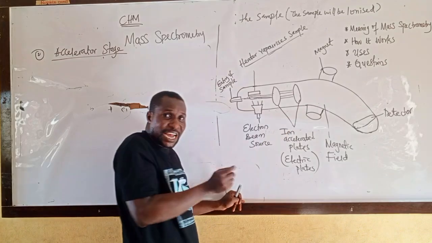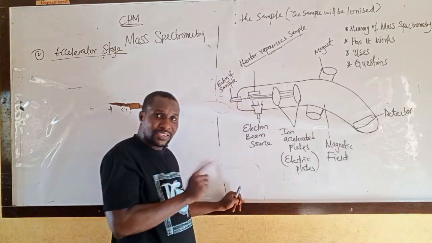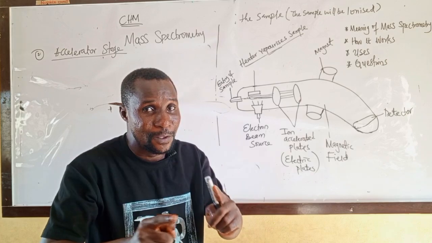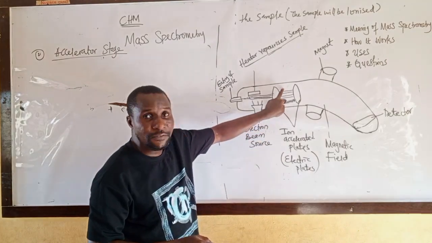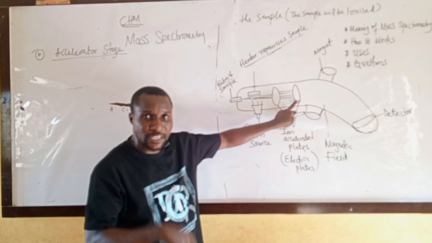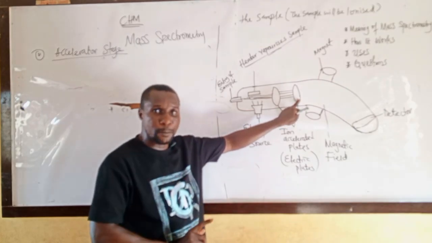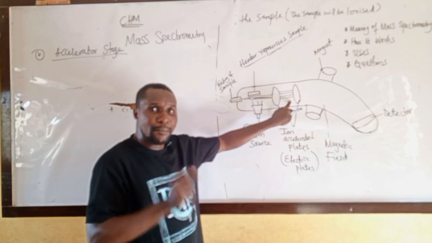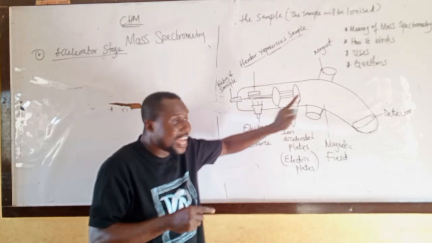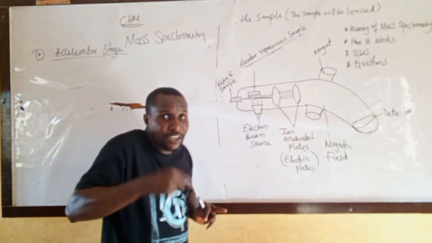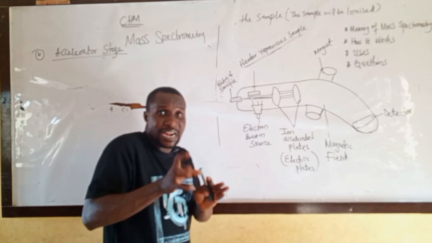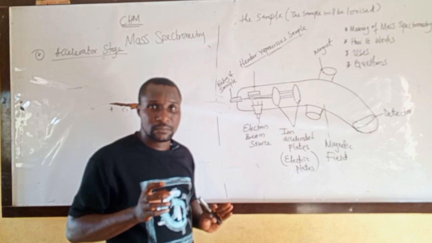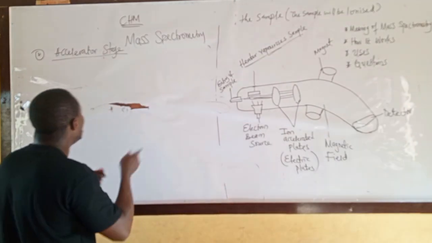Then the positive charge plate will repel the positive ion, because like charges repel. Because we have positive ions, the positive charge plate will repel them. The acceleration can be controlled by adjusting the charge on the plate. If you want high acceleration, you will control the charge on the electric plate. Take note.